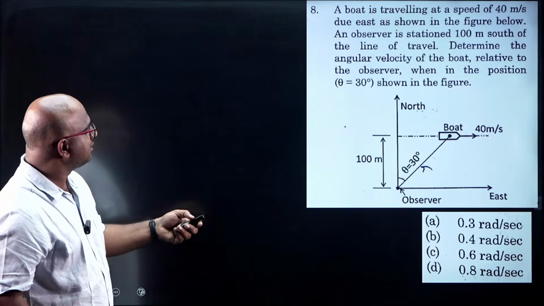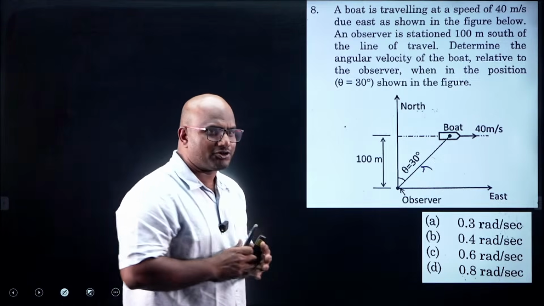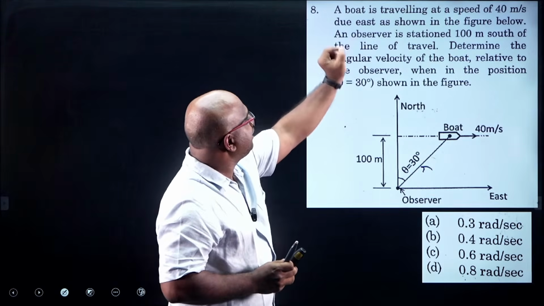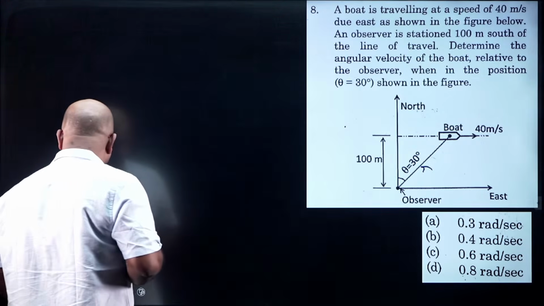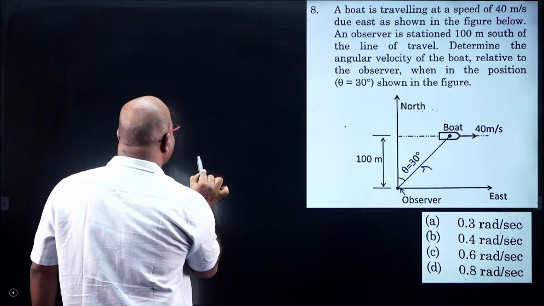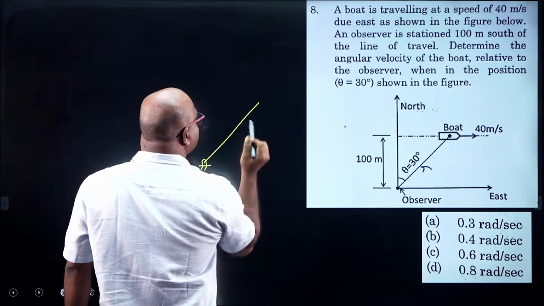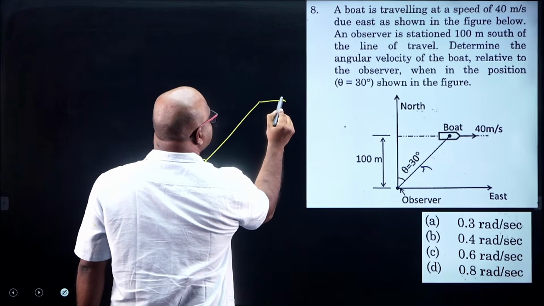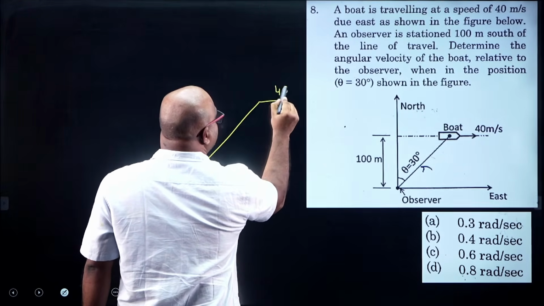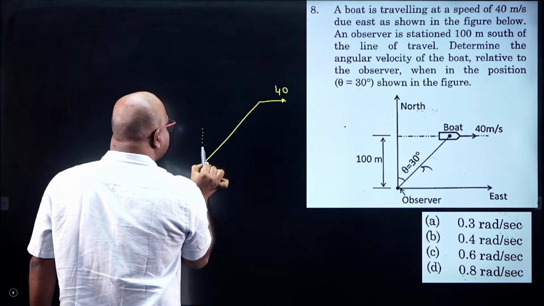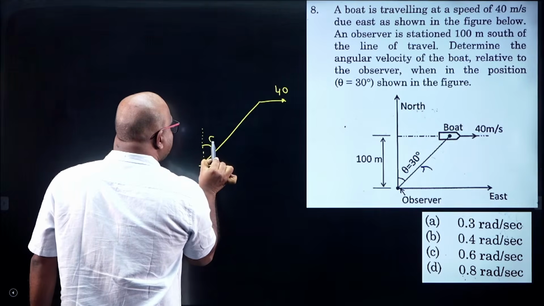Next. Yes, this is a pretty straightforward question, but students feel it is a little difficult, guys. A boat is traveling at a speed of 40 meters per second. Assume this is the place where the boat is present, and this is the place where the observer is present, guys. The boat has a velocity in this direction, 40 meters per second, and this is the angle theta he has given.